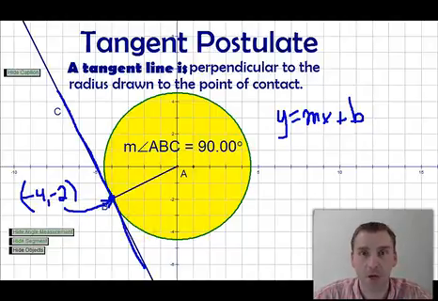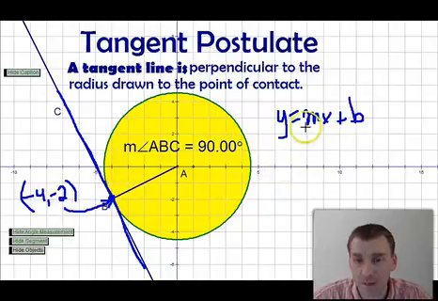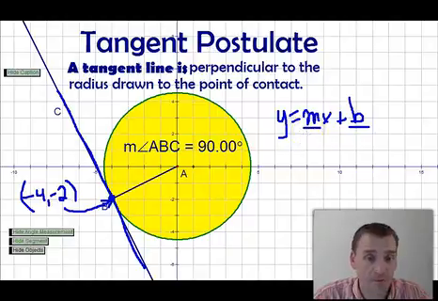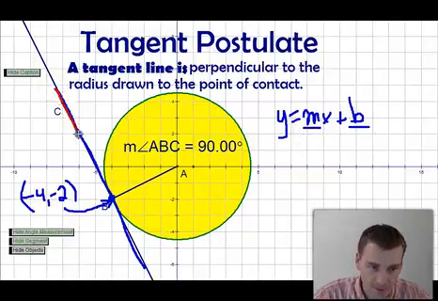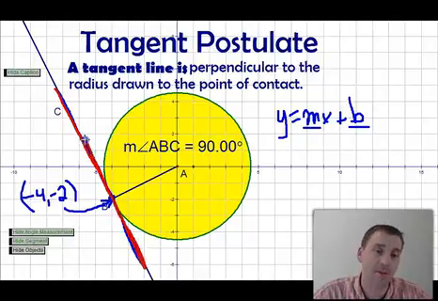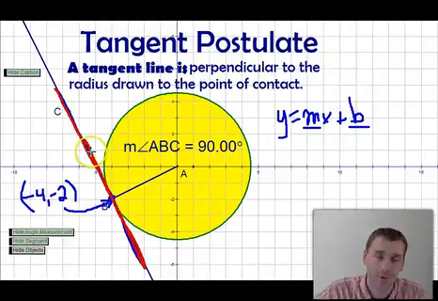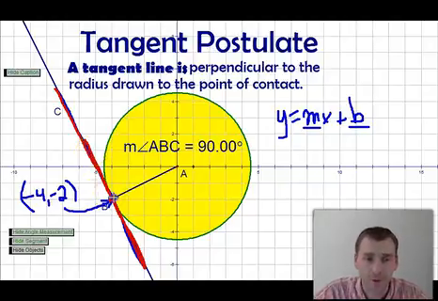Let's do it. Here we go. So my first task is to find the slope and then the y-intercept. So let's find the slope first. Keep in mind, we're finding the slope of this red line right there, the tangent line. Well, here's the problem: I only have one point on the tangent line.